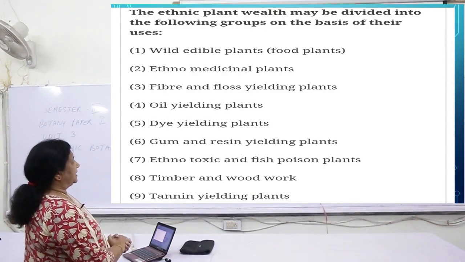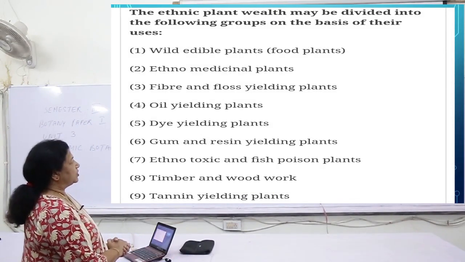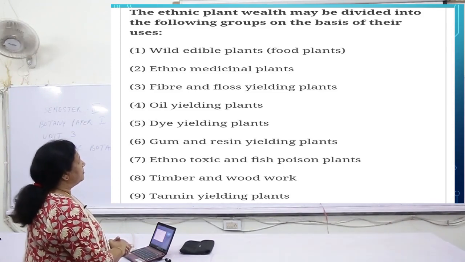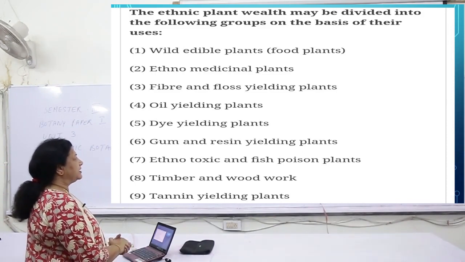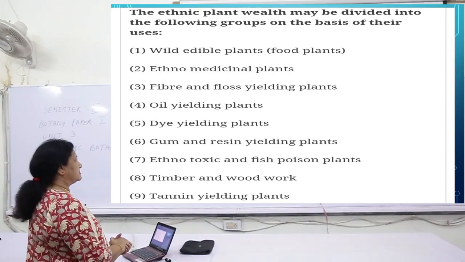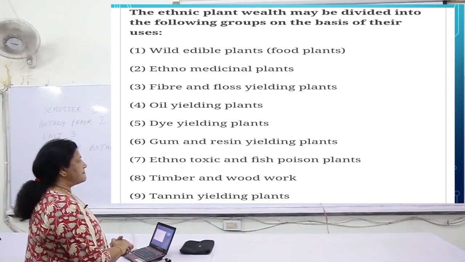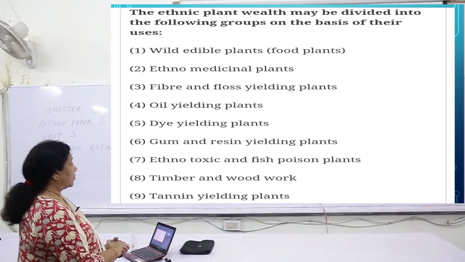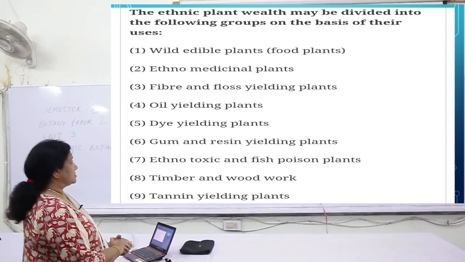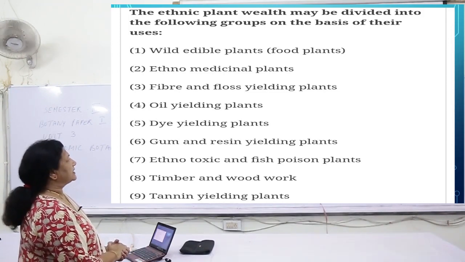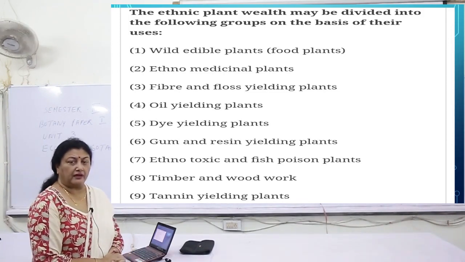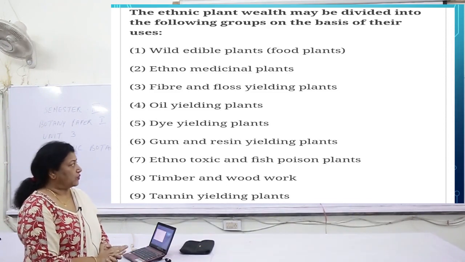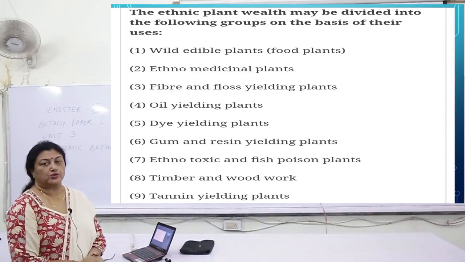Now the ethnic plant wealth may be divided into the following groups on the basis of their uses. The wild edible plants, that is the food plants, the ethnomedicinal plants, fiber and floss yielding plants, then the oil yielding plants, the dye yielding plants, the gum and resin yielding plants, ethnotoxic and fish poison plants, timber and woodwork, and tannin yielding plants. So this is a list and we can always add the names of different types of plants which you will find in the books of economic botany. There they mention a chapter on ethnobotany as well. So if you want to have some more knowledge, you can always add it from those books of economic botany.